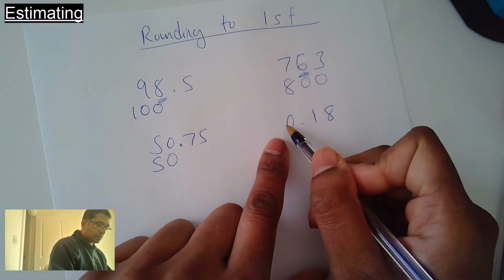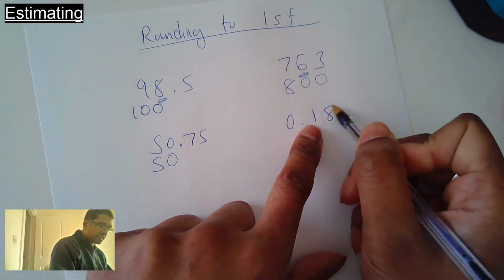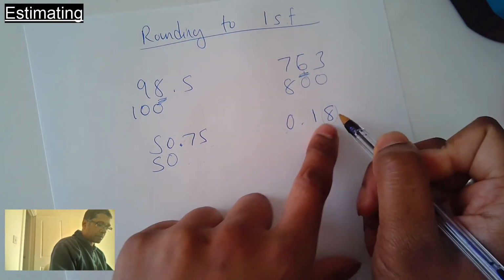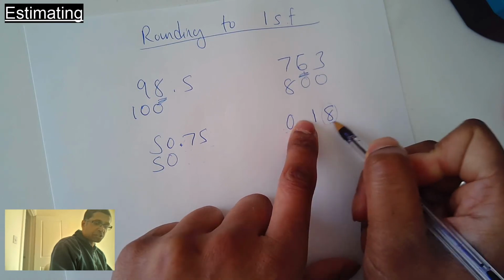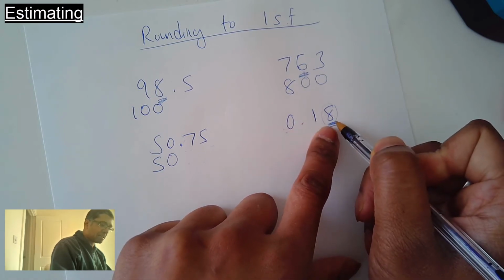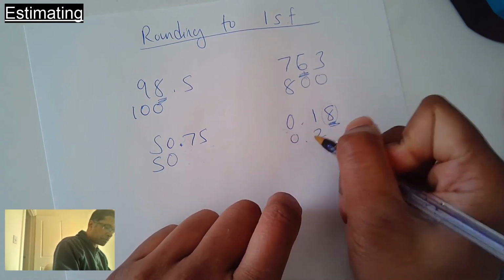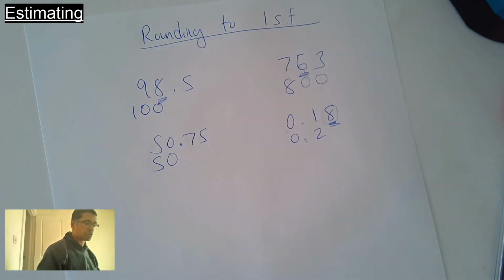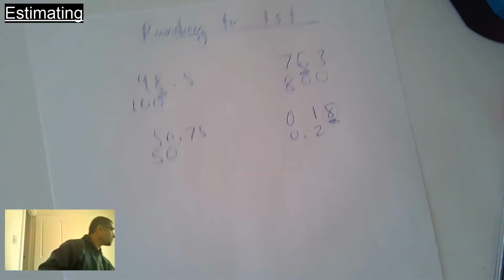In this case, this is the second digit, you ignore the 0. Look at the second digit, ask yourself the question, is it 5 or more? Yes, it is. So the 1 becomes a 2, that becomes 0.2. So these numbers have been rounded to 1 SF. Now we can start looking at the estimating work.